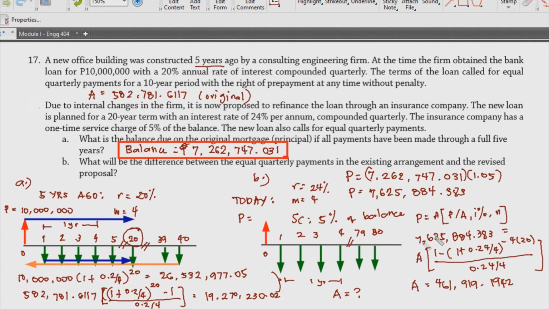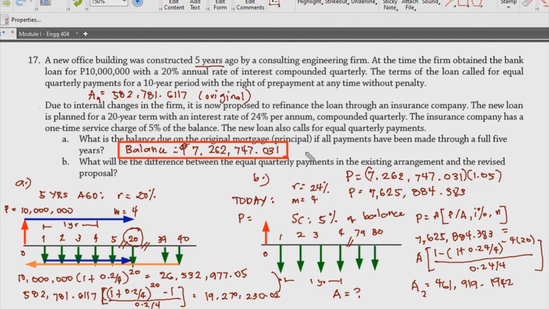Okay, and siguro naman it makes sense na if we need to find the difference between the equal quarterly payments, let's name this A1 now. A1, and then this one is A2. Just to indicate na ito yung original and then this is your new annuity. So, ngayon, actually, mas bumaba na siya, no? Kasi, well, technically, bababa talaga siya kasi bayad na nga pala yung ating 5 years na.